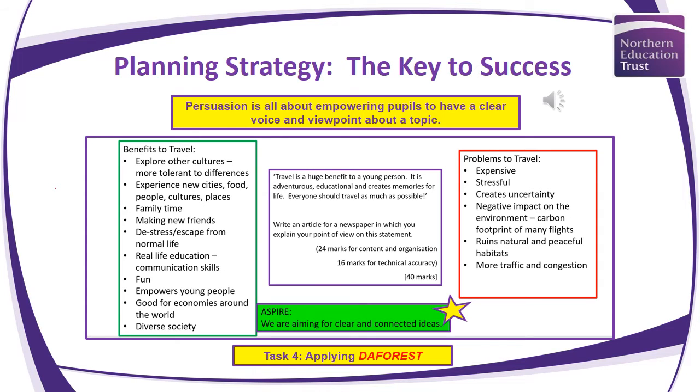Well, a perfect place for me to use emotive language might be when I am talking about the potential problem and the negative consequences of travel on natural and peaceful habitats. I might include a statistic when I'm talking about the real life education that travel offers. And I might reinforce that when I talk about the economy boost for around the world and the importance of being a global citizen. So only once you have mapped your ideas out can you then think of appropriate places where you can apply an effective persuasive feature.